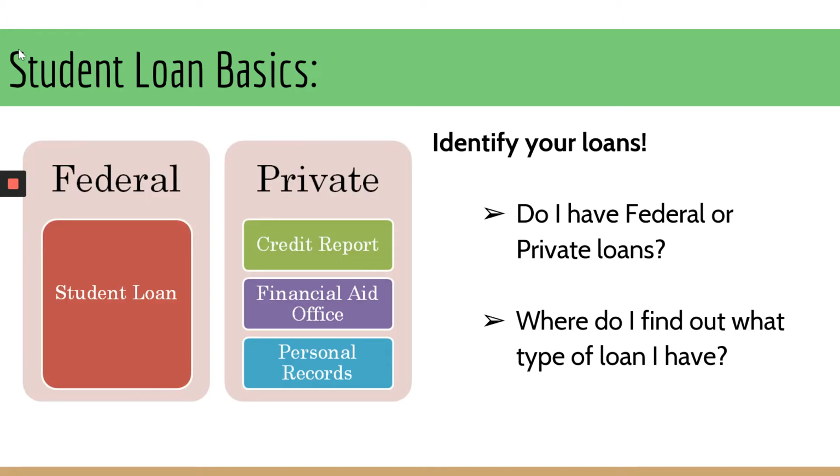First things first, student loan basics and how to identify your loans. There are two different types of loans, federal and private. Private loans are loans that you take out either through the bank, your school, if they offer them, or through another outside institution. Federal loans are the ones that are typically offered whenever you submit a financial aid application. It's labeled under Direct Stafford Loan. That dollar amount, again, refers to federal loans.